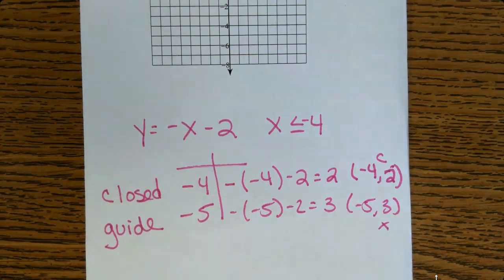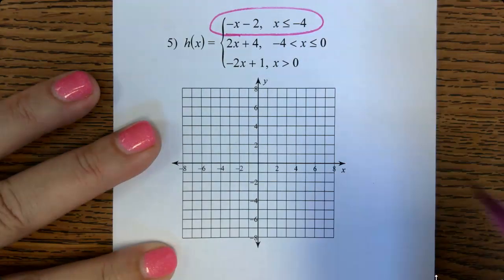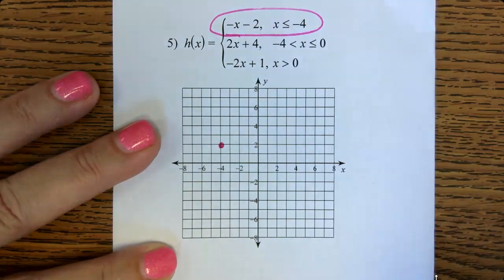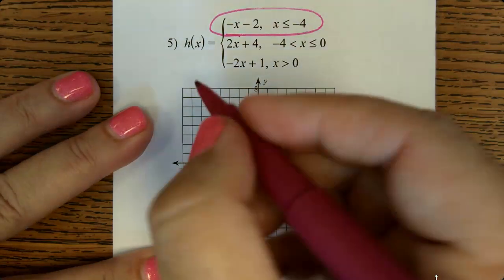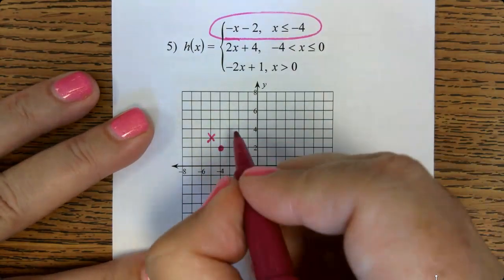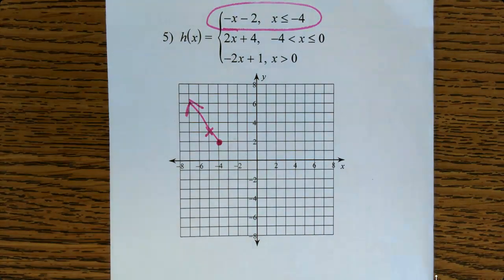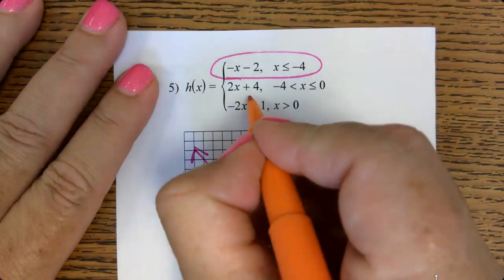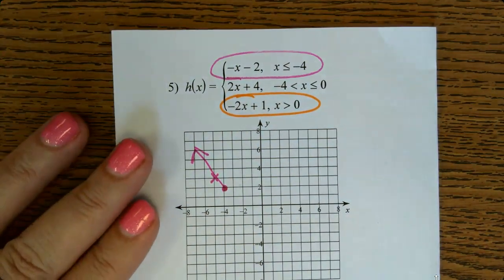So let's go. We're going to graph these, and let's see, negative 4 and 2, and it's closed. Negative 5 and 3. I said it wrong, I'm graphing it correctly. What I'm going to do now, we're going to skip that second equation, and we're going to go ahead and take care of that last one, since we already know what to do here.